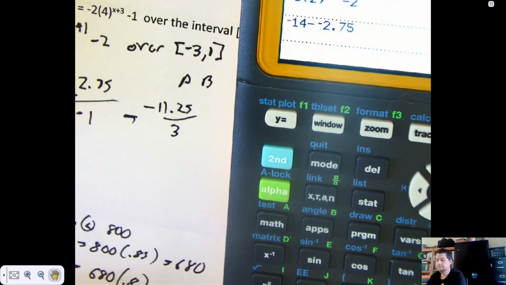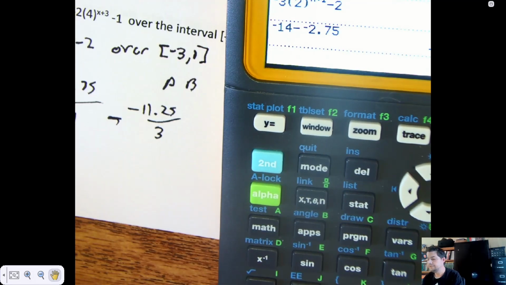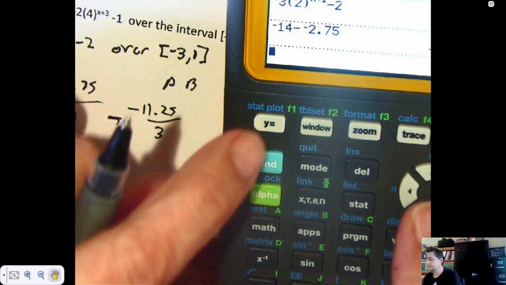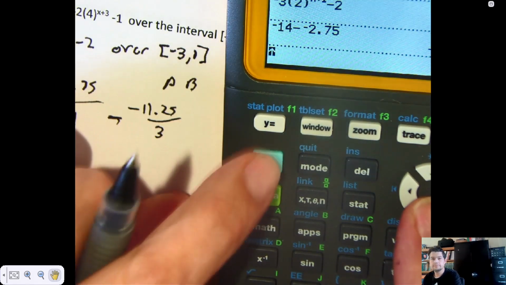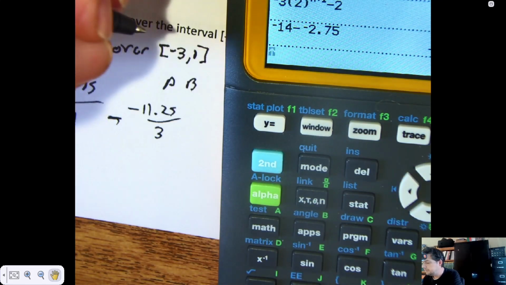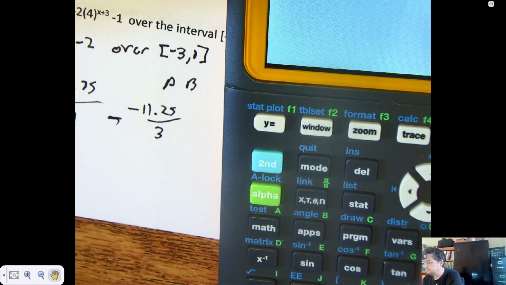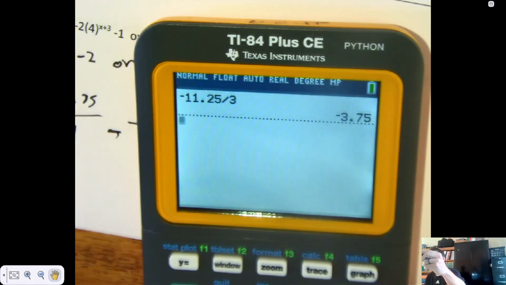There we are. Throw this away. What's that? Wish I could get that contrast right. Let me darken the screen up a little bit. There we go. Anyways, you divide that by 3. You bring up my old work. There it is. Divided by 3. You get -3.75.